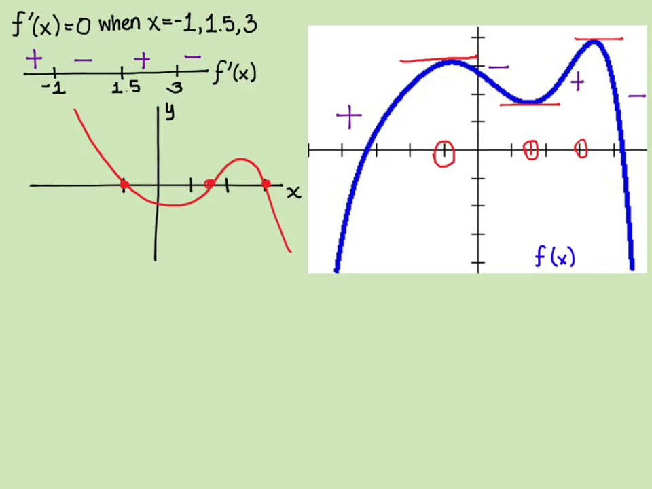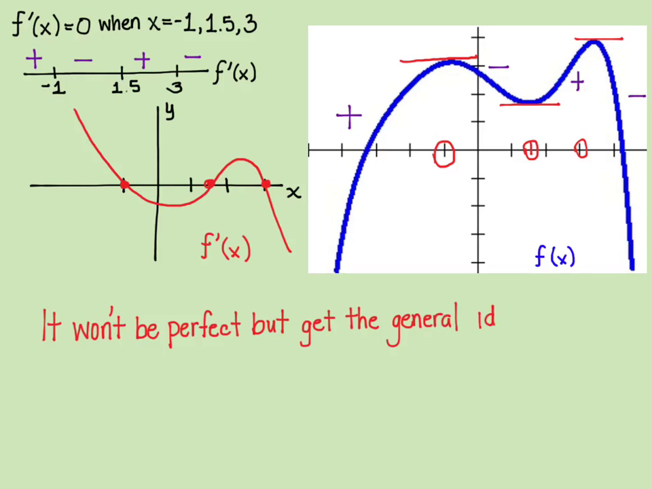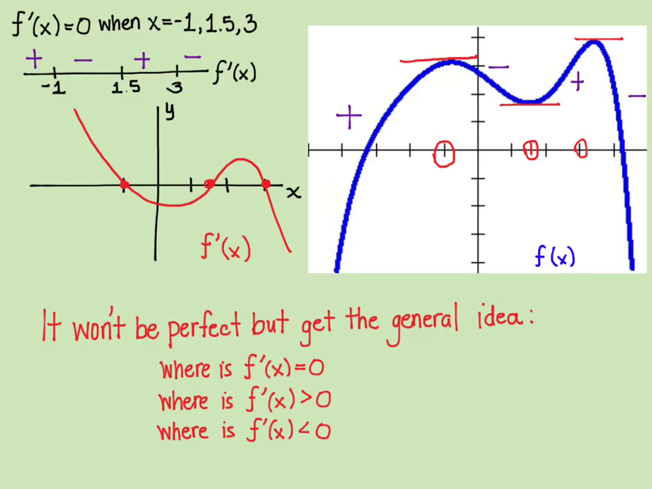So connecting the dots in that way, we see that we can get a curve sort of like this. And once again, this is just a sketch, but this is a pretty good approximation of what the derivative will look like. It won't be perfect, but please do try to get the general idea where f prime of x equals 0, where it's increasing, where it's decreasing, and where it does not exist.